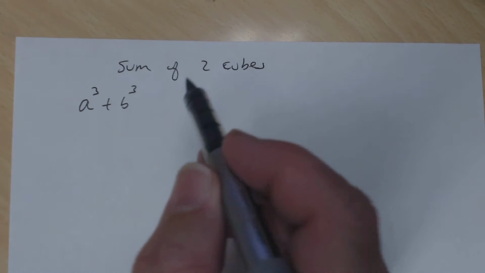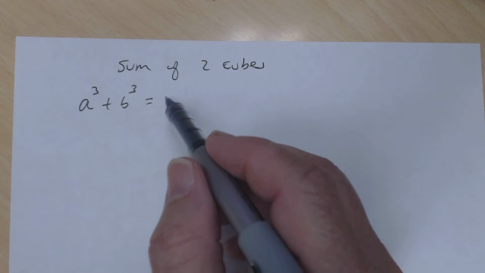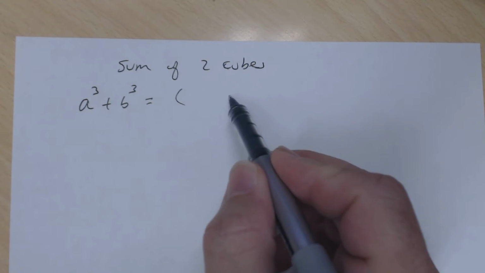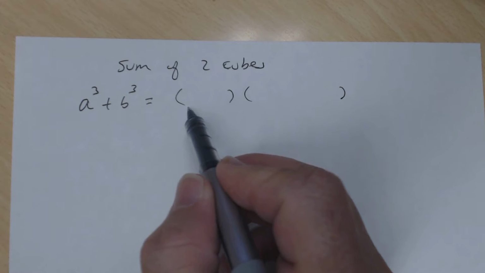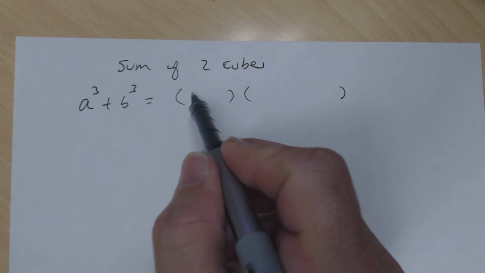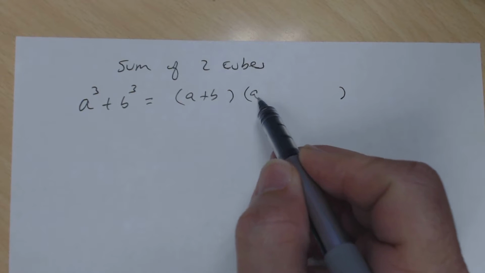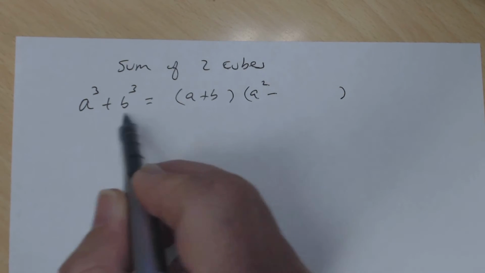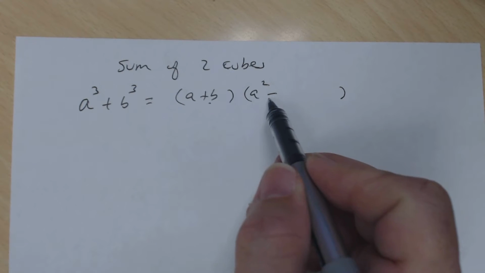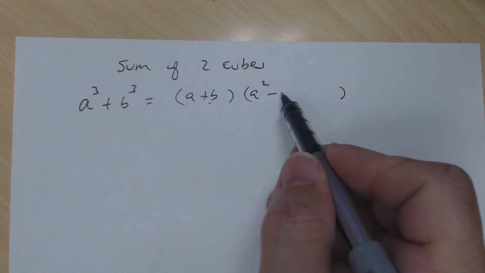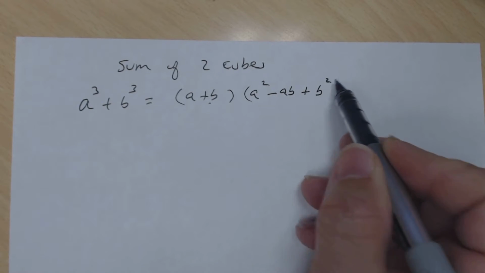And it turns out that you can factor the sum of two cubes just like you did with the difference of two cubes. It will be a binomial times a trinomial. Your binomial is a plus b. And your trinomial will be a squared minus... See how this is a plus? Your sign's going to be different here. So it'll be minus ab and then plus b squared.